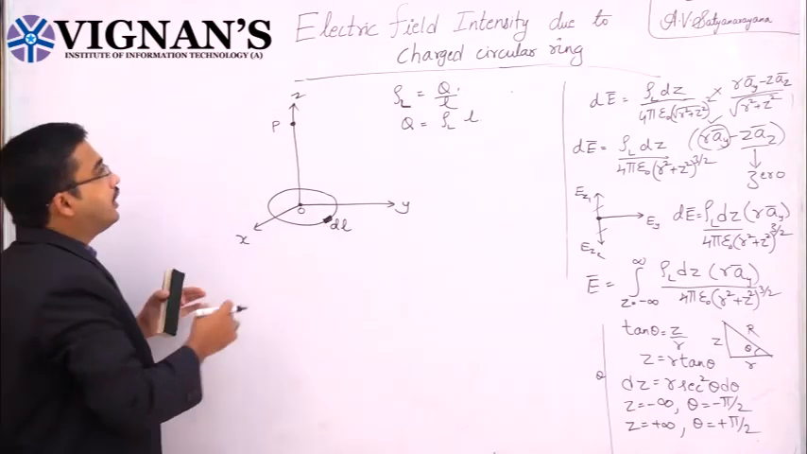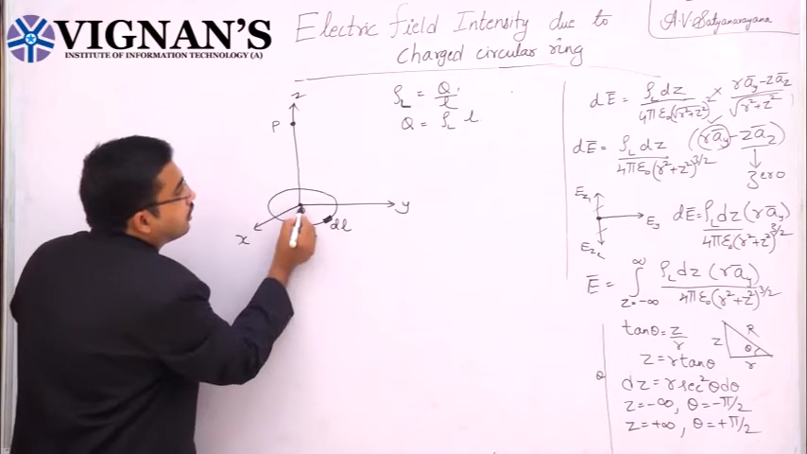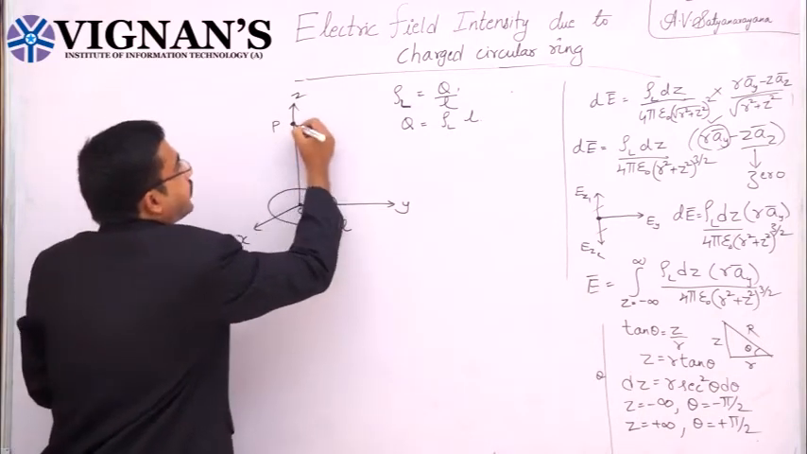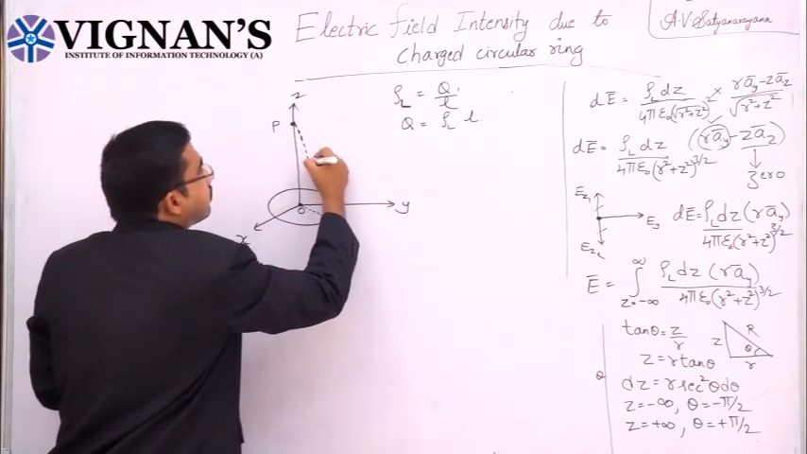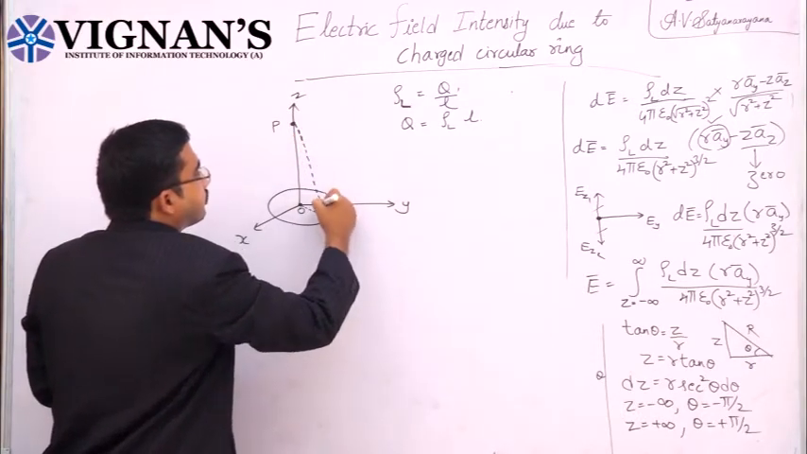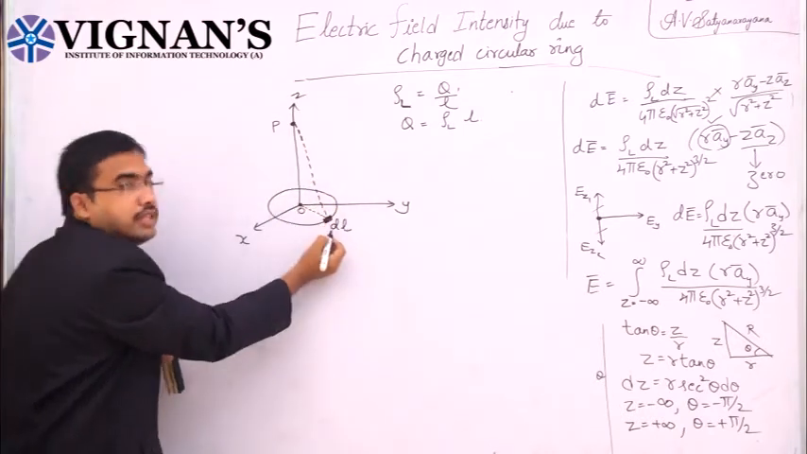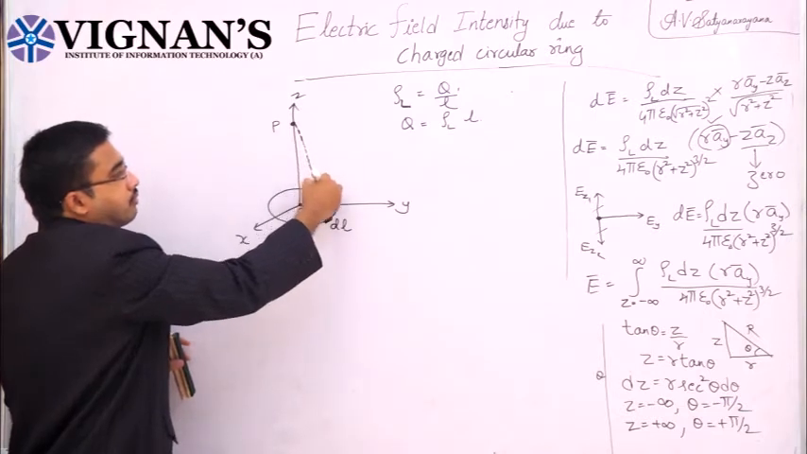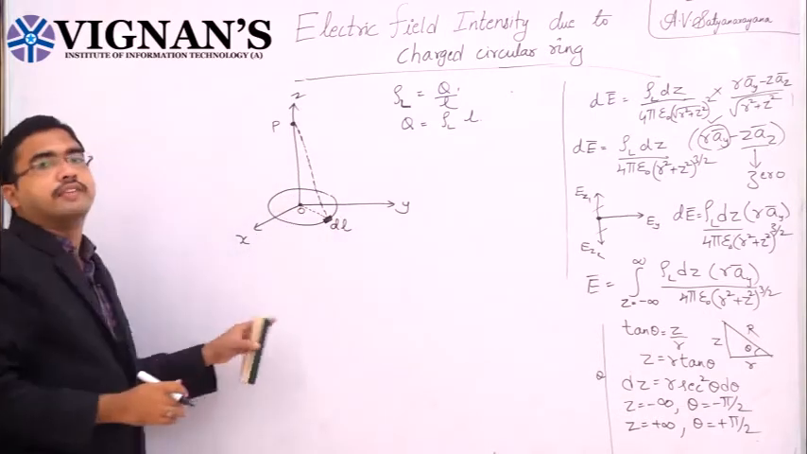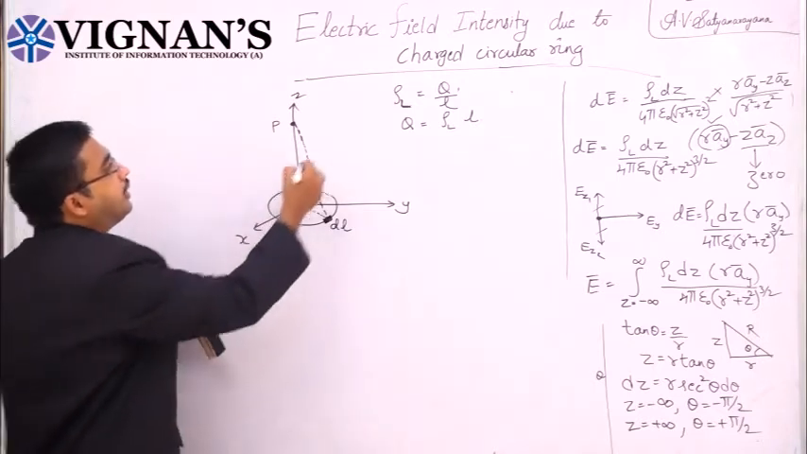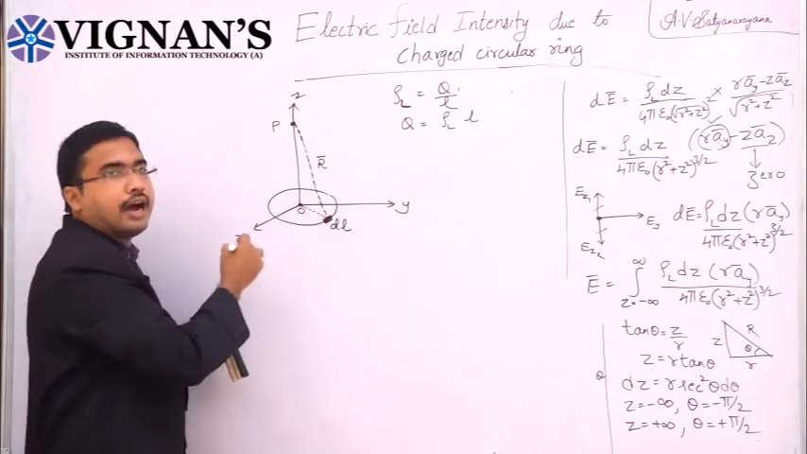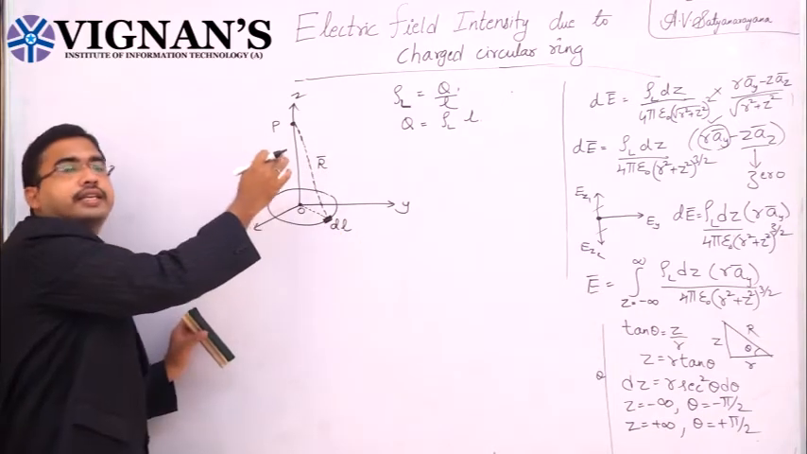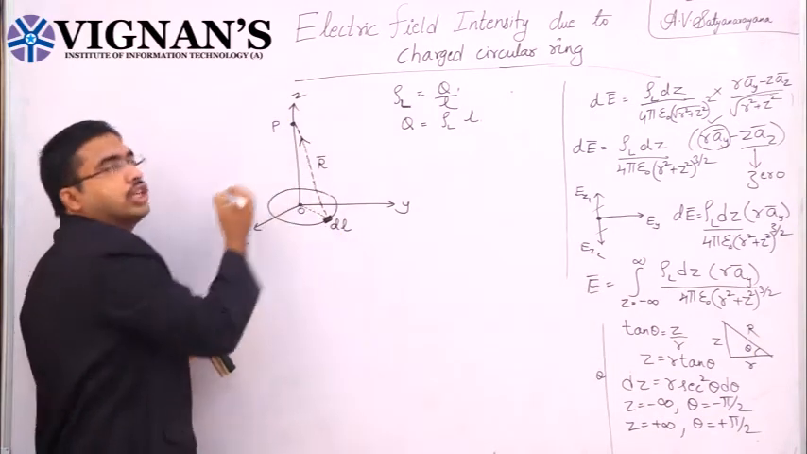Now we need to mark the coordinates; these are the assumptions, length assumptions. So the distance from this differential length dl to this point P, let the distance vector be r bar, and from this differential length you are finding the electric field intensity at point P. So your direction will be like this.